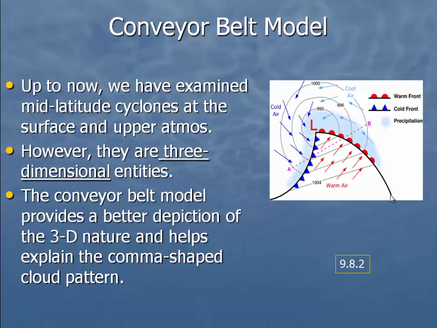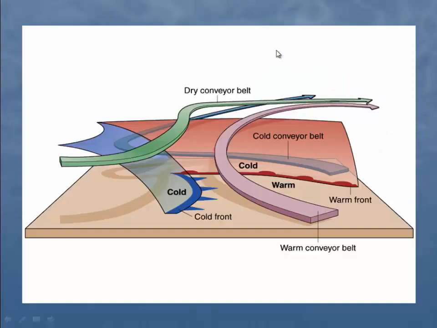This is not a two-dimensional feature. We know that. You've seen this already in the three-dimensional animation. But you need to appreciate something called the conveyor belt model when talking about mid-latitude cyclones. These are not two-dimensional entities. They are three-dimensional. And the conveyor belt model helps students wrap their mind around the explanation for this comma-shaped cloud pattern that we typically see.